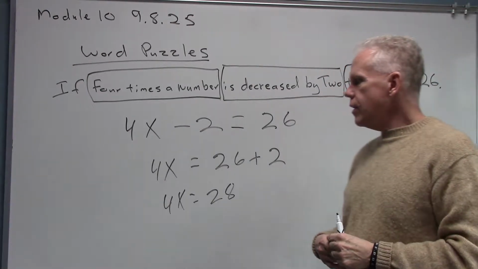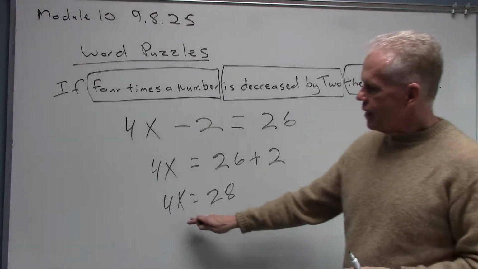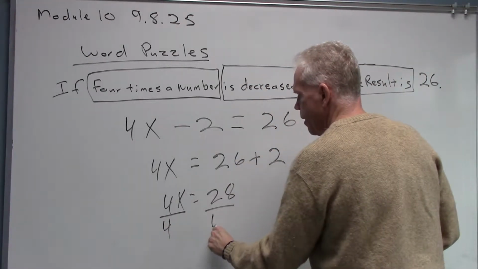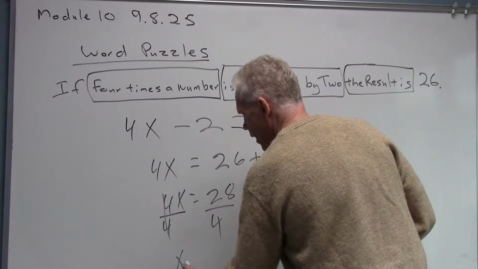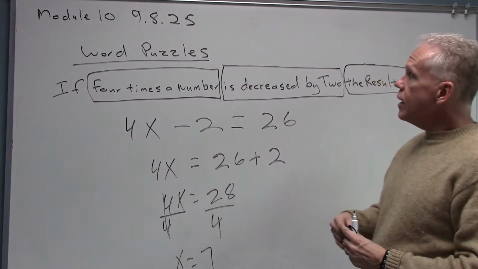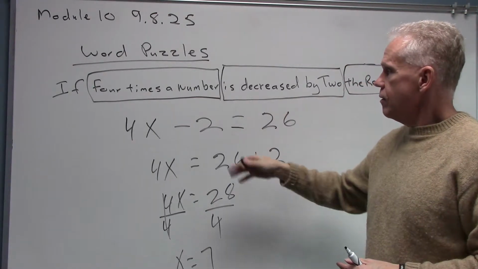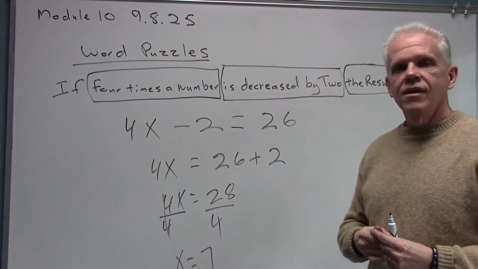Now we're into check 3, the multiplication principle. We got to get that 4 off of that x. Let's just divide by 4 there. Divide by 4, cancel out. x equals 7. So the number that all this stuff was talking about, 4 times the number, is 7.